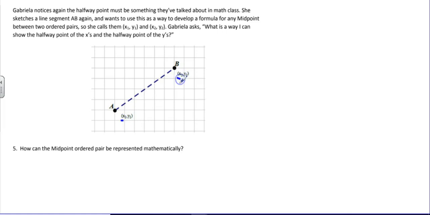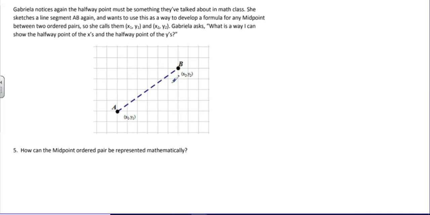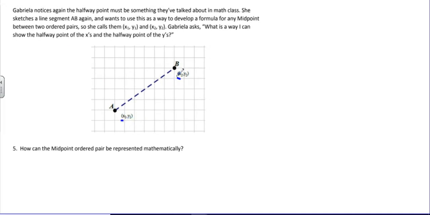Even though we didn't really need the coordinates because the problems were easy, we can always use the coordinates and just average them because we want to find the middle. So to find the middle between x sub 1 and x sub 2, I have x sub 1 plus x sub 2, and then we divide it by 2. That would be the halfway point of the x's. Then with the y's, we just find the halfway point of the y's to find the middle of the vertical distance.